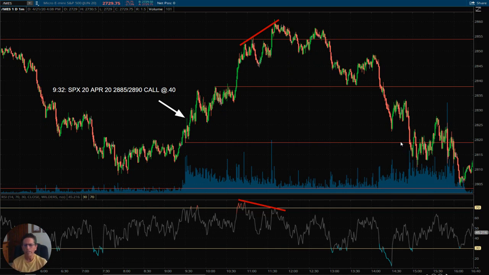And I'm testing this now. I don't usually let my trades expire, but I've been testing lately. And I was able to get out of this trade at full profit, full credit.